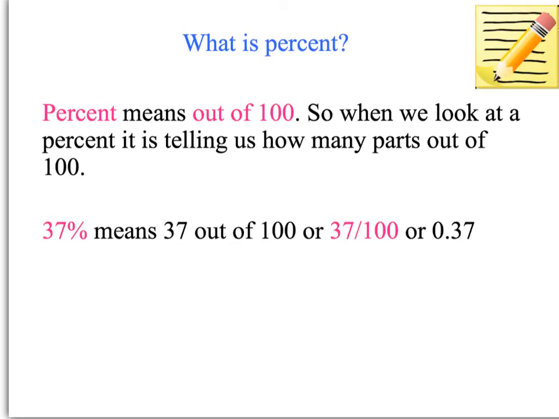Today we are talking about 4.9, which is fractions and percentages. So we've already looked at what percent means, but I just want to revise that again. Percent means out of 100. So when we're looking at percent, it's telling us how many parts there are out of 100. For example, 37% means 37 out of 100, or 37 over 100, or 0.37.